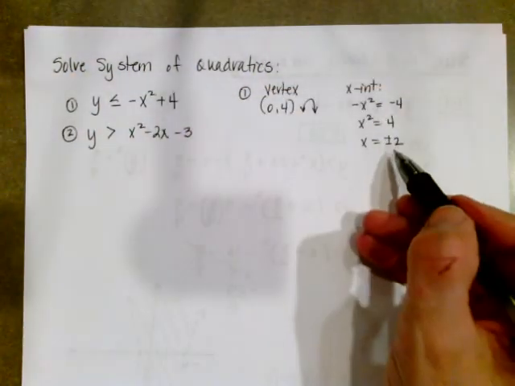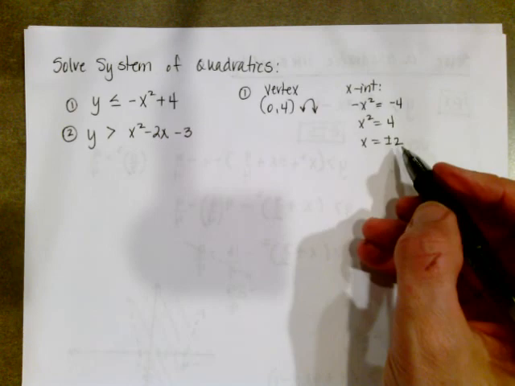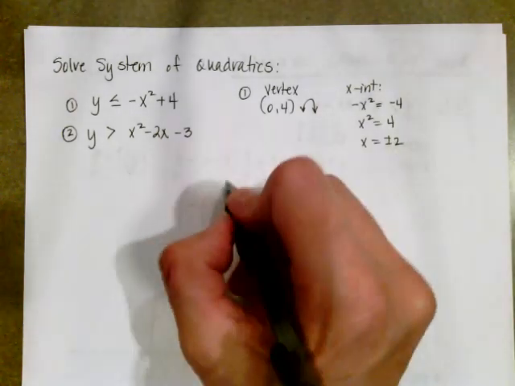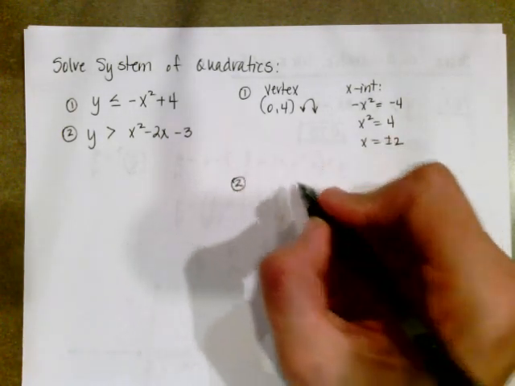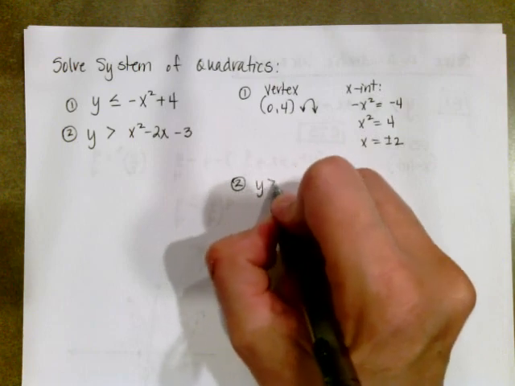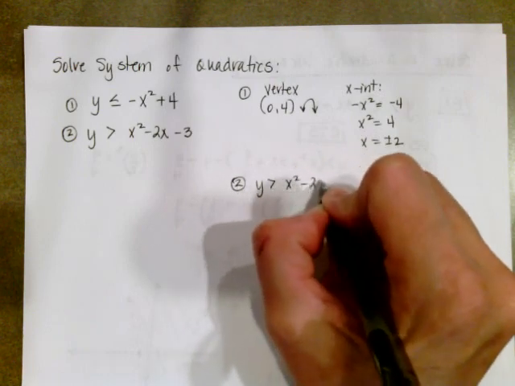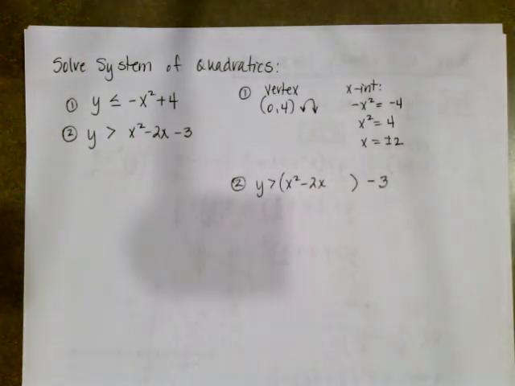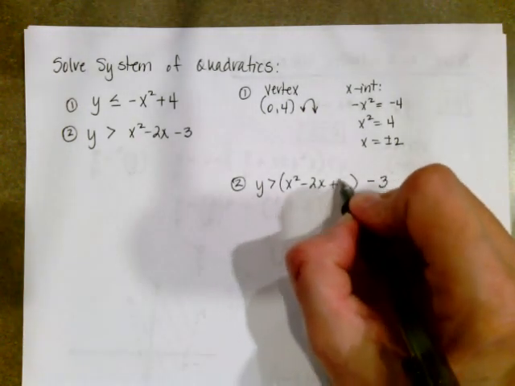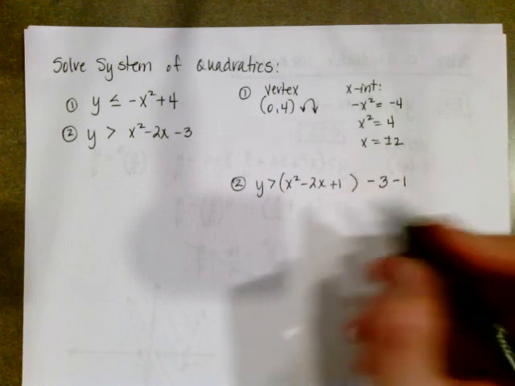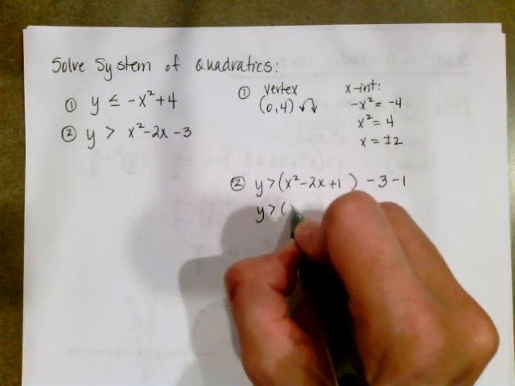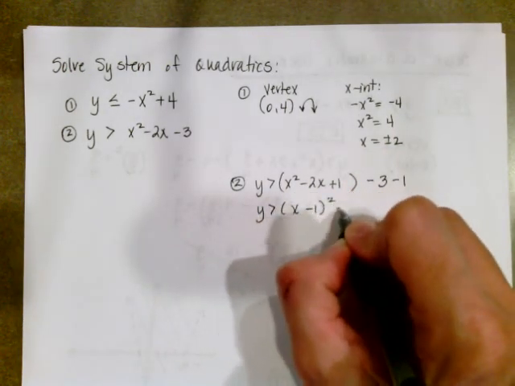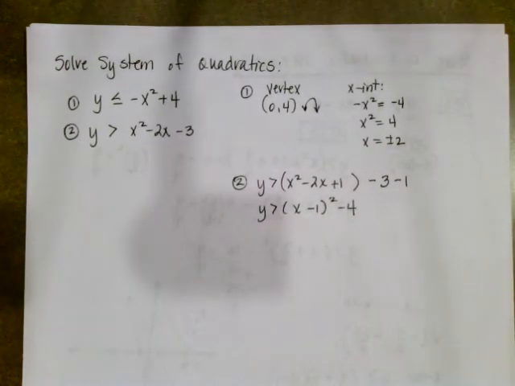For the first one, the intercepts are going to be plus or minus 2. All right? Now I'm going to manage my second equation, and I have y is greater than x squared minus 2x minus 3. I'm going to do completing the square, scoot the 3 over. Half of 2 is 1, squared is plus 1. This has to be a minus 1. So I get y is greater than (x minus 1) quantity squared, minus 4.